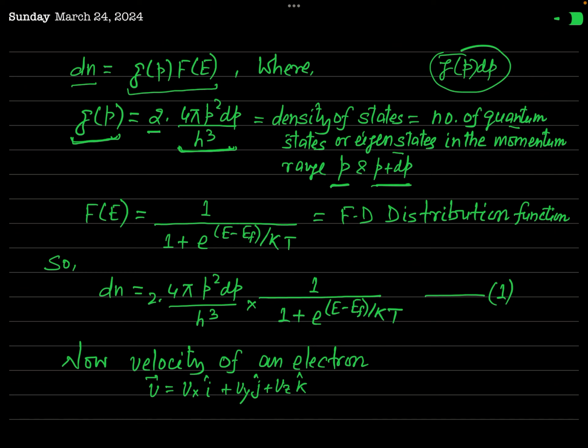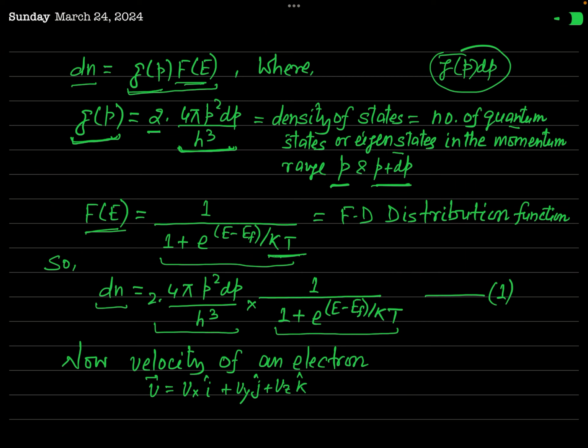And what is this f of e? This is the well-known Fermi Dirac distribution function, and you will get a detailed discussion of it in my playlist on my channel named Statistical Mechanics. This f of e is given by this formula: 1 over 1 plus exponential to the power e minus ef over kT. See this, this is the Fermi Dirac distribution function. So now you can find the value of dn. dn will be equal to what? This is g of p times f of e, where g of p is 2 times 4 pi p square dp over h cube, and f of e is the Fermi Dirac distribution function, which is this much.